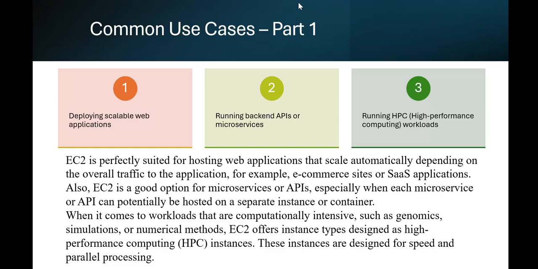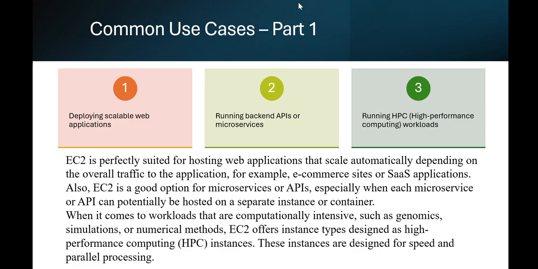Hi, welcome to part 3 of Amazon EC2 instance. In the first part, we discussed the introduction and core concepts of Amazon EC2, and in the second part, we explained the practical and implementation practices. And in this third one, we are explaining the tools and some of the common uses. And these are the common use cases.